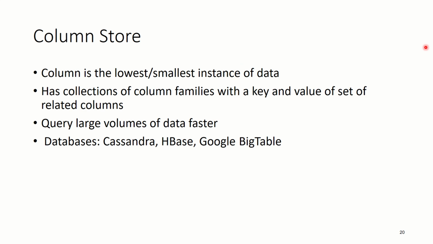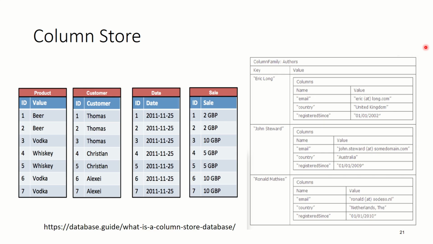Then comes the column store. A column store is like a column database. It's the smallest instance of data, with columns and column families with a key, and a large volume of data transfer can be done in a faster way. Examples are Cassandra and HBase. Cassandra is one of the databases which is very easy and has been used in big data scenarios. All your data will look like column databases, and this is how it will look. Internally your column database will also again look like key value pairs only. So these are the columns, and again it looks like nested key value pairs.